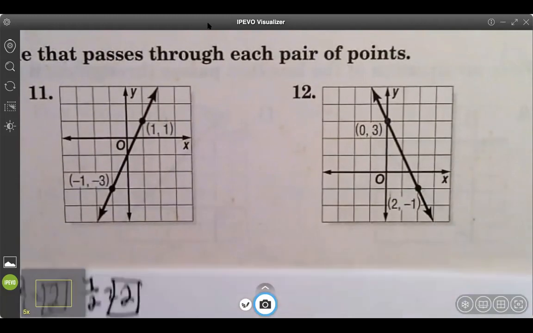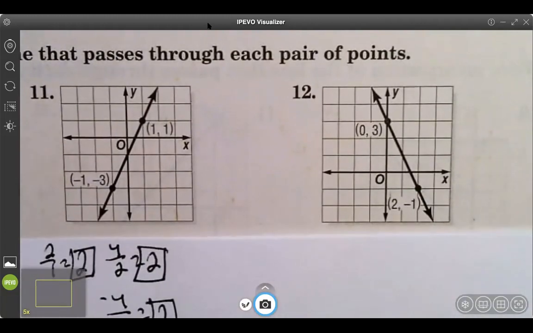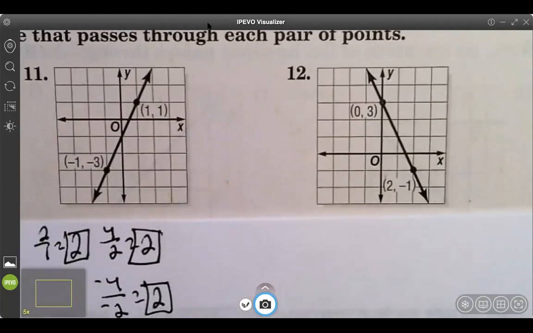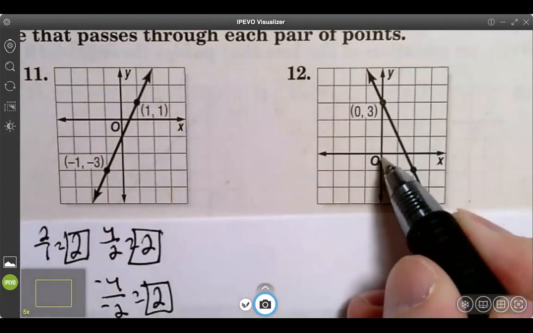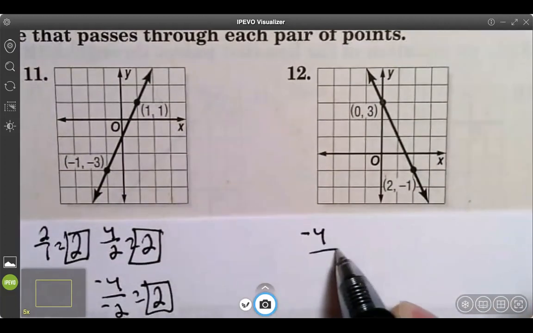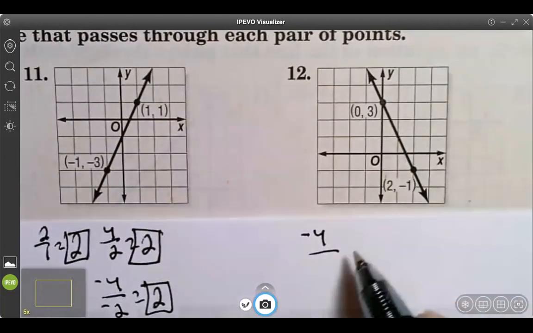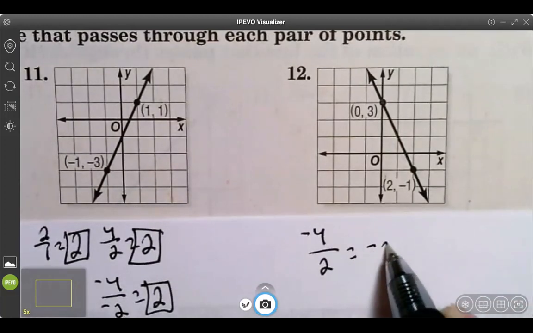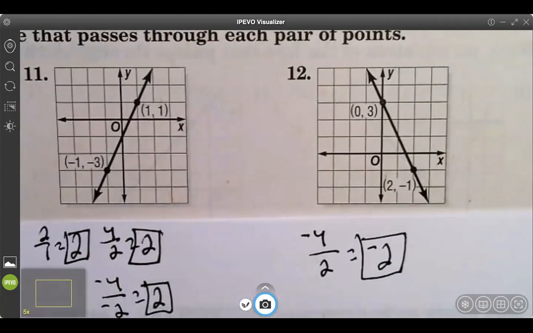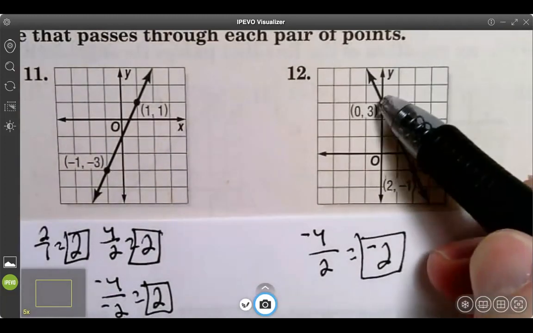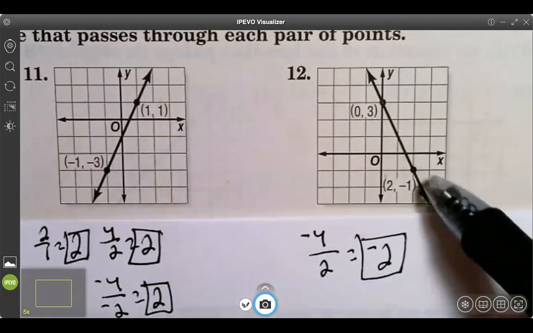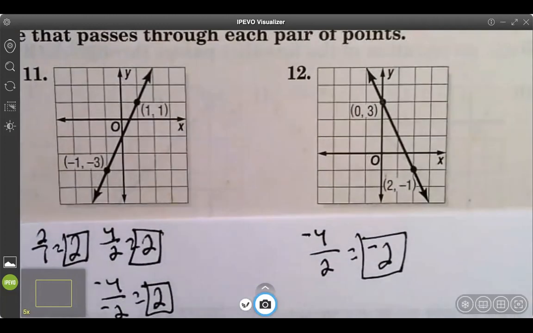Try number 12. On number 12, hopefully instantly you know it's negative, it's going down. Between the dots, you rise negative 4, 1, 2, 3, 4, run 1, 2. And that simplifies to a slope of -2. And I could have gone right through the grid here, here, here, here, here, every one, -2/1, every time you do it.